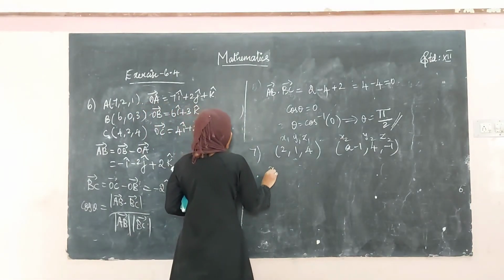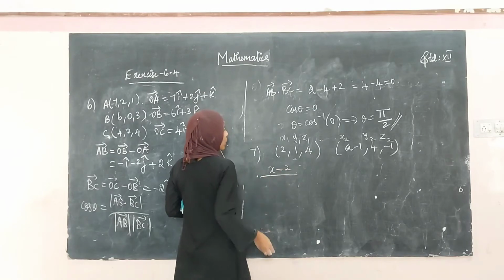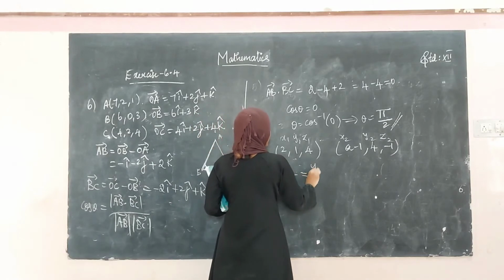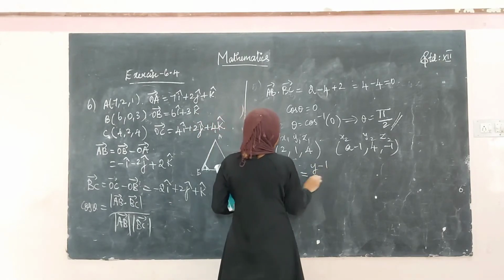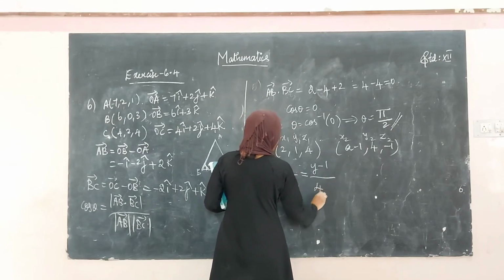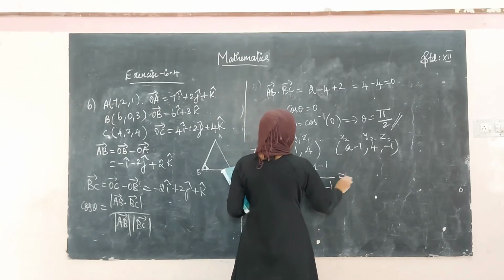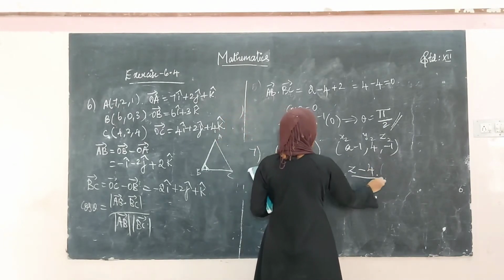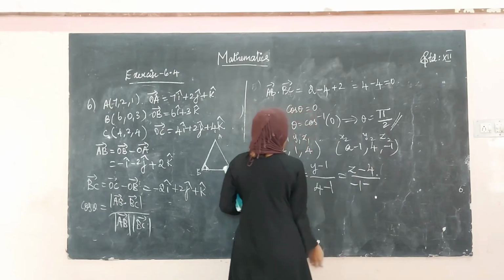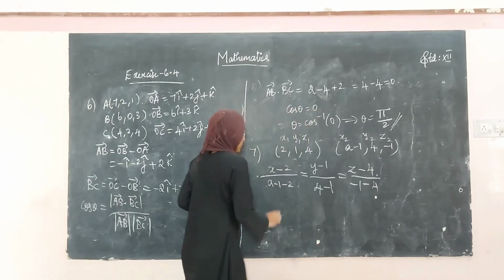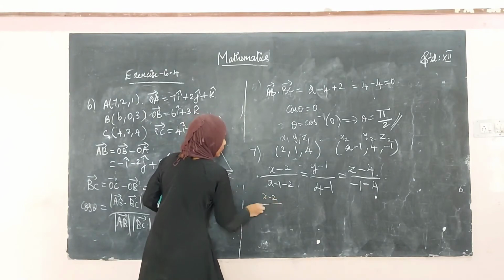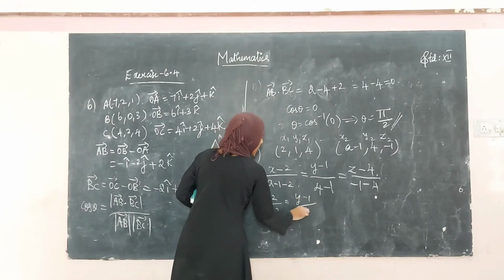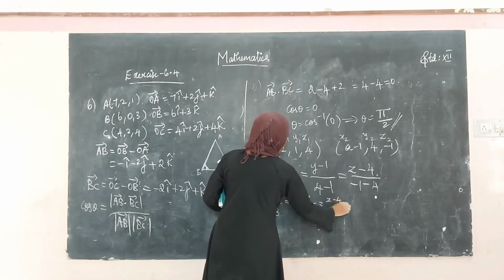Use the format: x minus, what is x1? 2, divided by, what is x2? A minus 1, minus 2, equal to y minus, what is y1? 1, divided by y2, which is 4, minus y1, equal to z minus, what is z1? It is 4, divided by, what is z2? It is minus 1 minus z1, which is 4. Now solve this. So it will be x minus 2 divided by a minus 3 equal to y minus 1 divided by 3 equal to z minus 4 divided by minus 5.